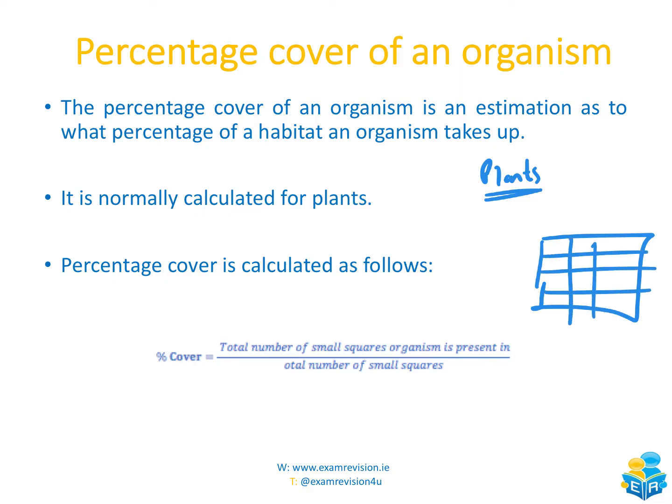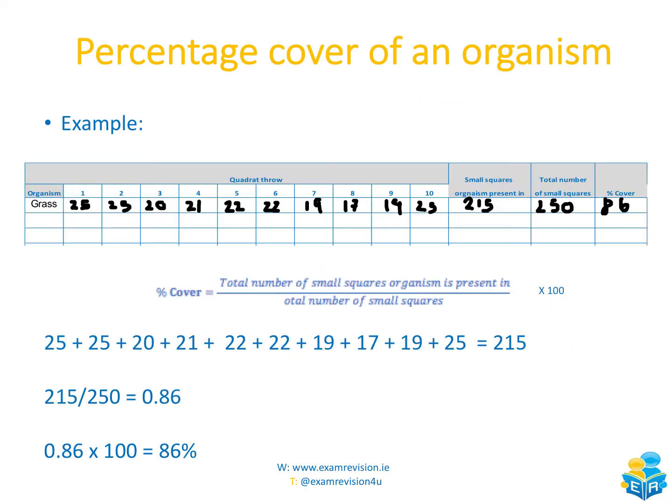So something that might look a little bit like that. Not the best drawn, but you get the idea. It's the total number of small squares an organism was present in, divided by the total number of small squares across all throws, and we times that by 100. The example we would have seen a couple of minutes ago had 25 small squares within the quadrat. This particular one here has 16, but it's usually going to be 25.